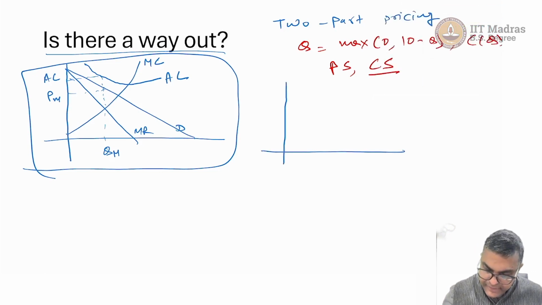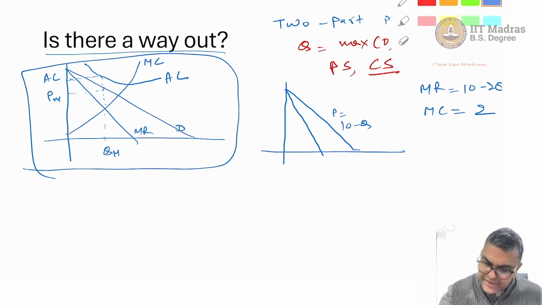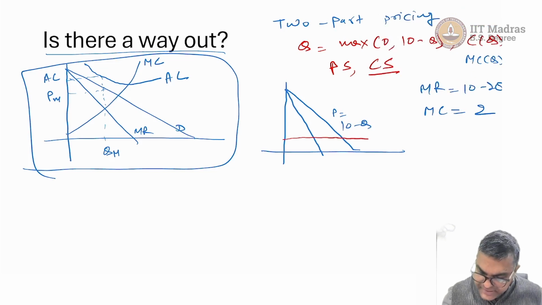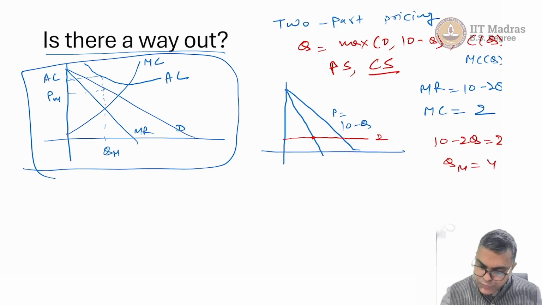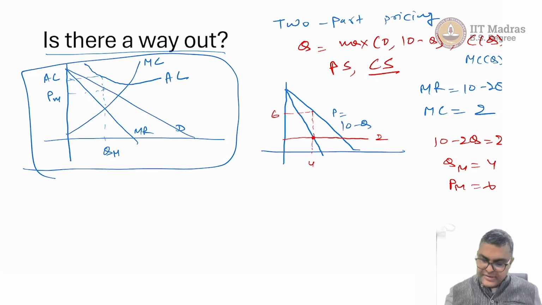So here you have, this is P equal to 10 minus Q. MR here is going to be equal to 10 minus 2Q. MC is going to be equal to 2 because C(Q) is 2Q. So MC of Q is going to be simply 2, and this we had discovered earlier. So we can see this is 2. And what is this point? 10 minus 2Q is equal to 2. So Qm is equal to 4, and from here we get Pm is equal to 6.